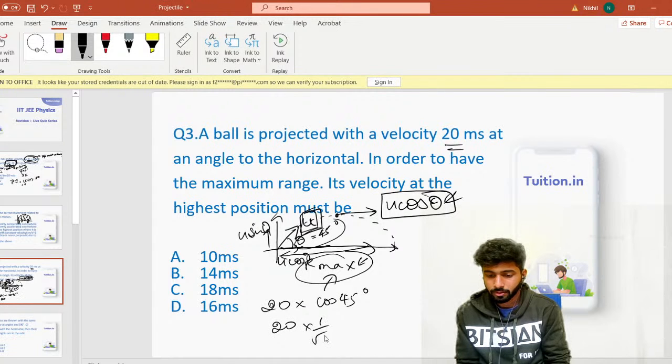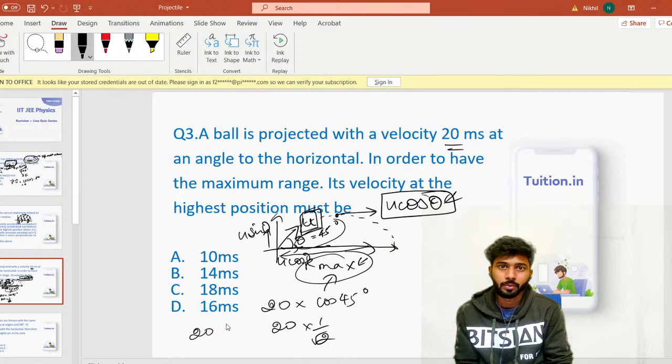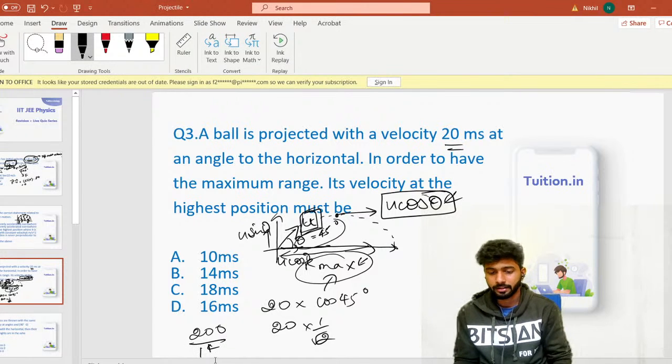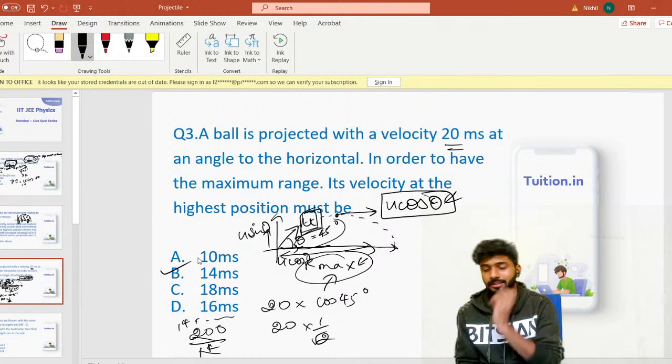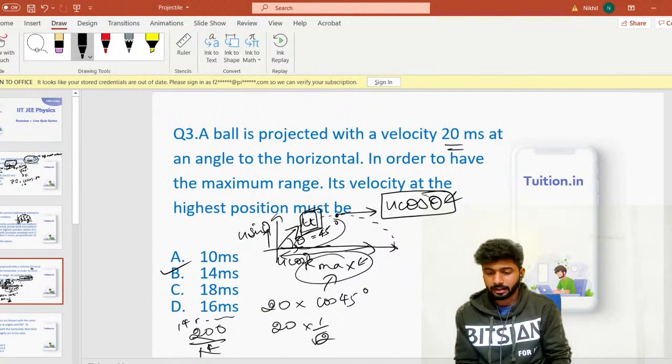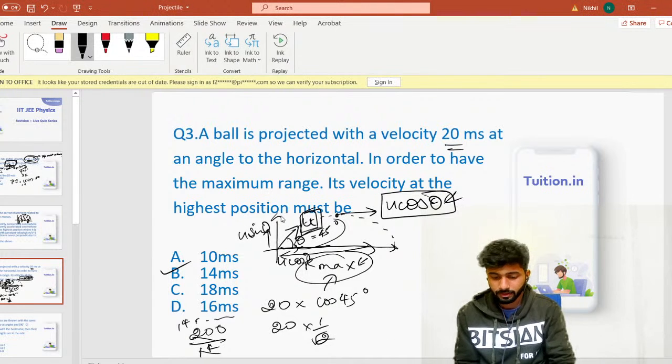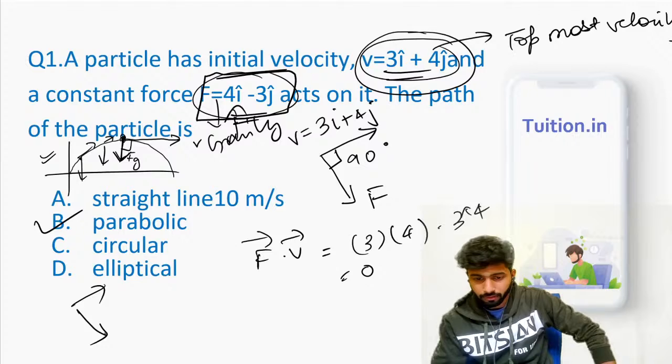20 into 1 by root 2 meter per second, which is 20 by 1.414, which is like 200 by 14. Try doing it: 14 goes 14 times because you'll have a 196, then you'll have a 4. When you put a point, you'll have a 0 remaining, so it's 14 point something. That's why the answer is 14 meter per second, right? I hope that makes sense. We will go to the next question now. Let's go to question number 4 quickly.